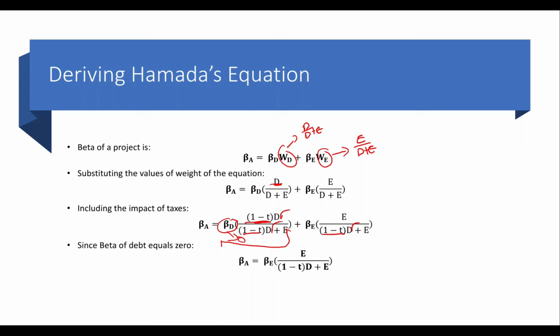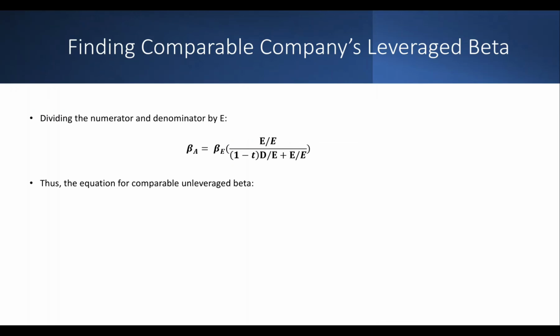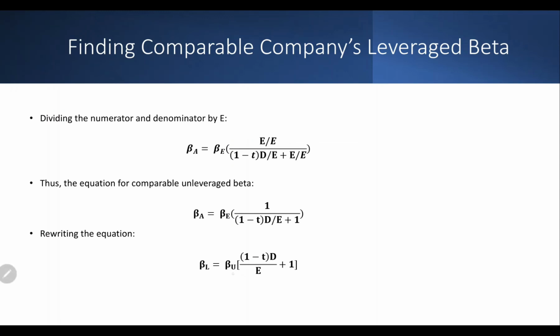Now if we divide both the numerator and denominator by E, we get this. And when we solve this, we get this equation for comparable unleveraged beta. And we can rewrite this equation like this. Here, value of leveraged beta equals the unleveraged beta multiplied by 1 minus T times debt over equity plus 1. And this equation also shows that if the taxes weren't there, the presence of debt would have made the asset even more riskier due to presence of financial risk.